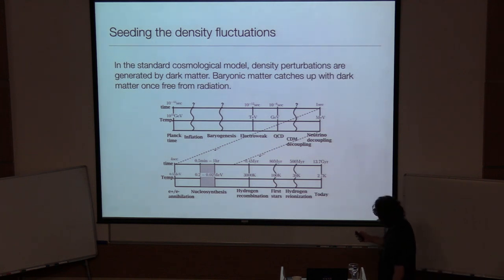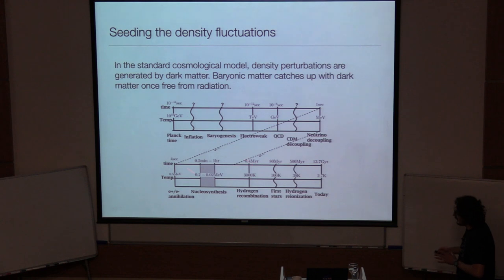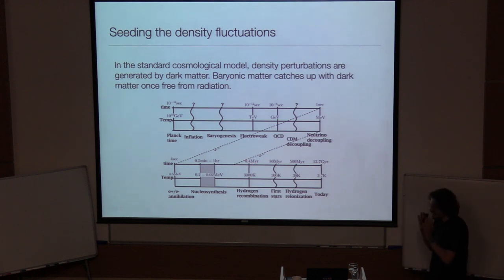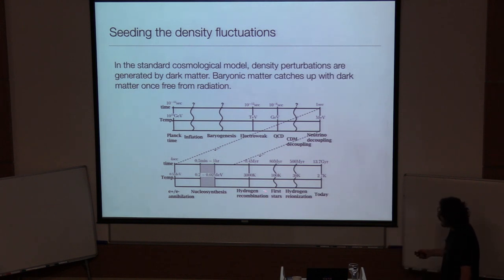So this is just a schematic that shows the history of the universe. I just put this in here to make sure that everyone is on the same page about where this fits in the cosmological context. So I have been talking about this period called the hydrogen recombination, which happens at about 3,000 Kelvin at a redshift of about 1,000, and that's about 400,000 years after the Big Bang.